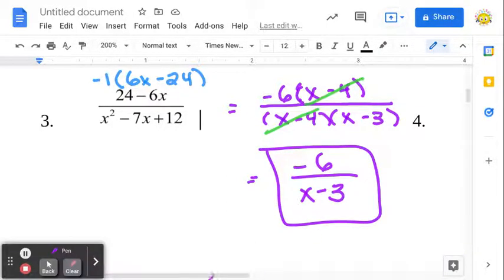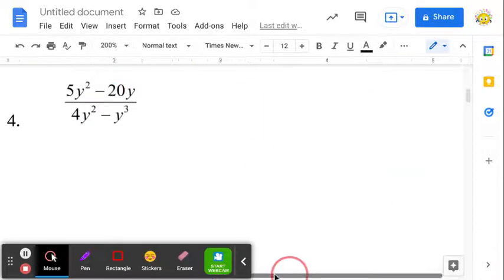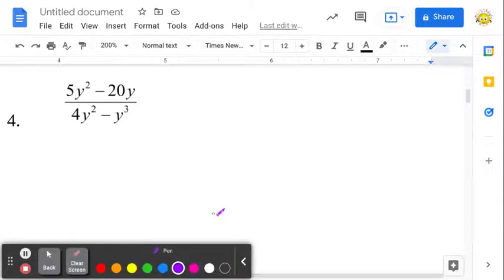Oops. Is it going to? Nope, not going to let me move that. You have to go back. Whoops, too much mouse. Okay, so there's number 4. Didn't quite mean for it to happen like that.